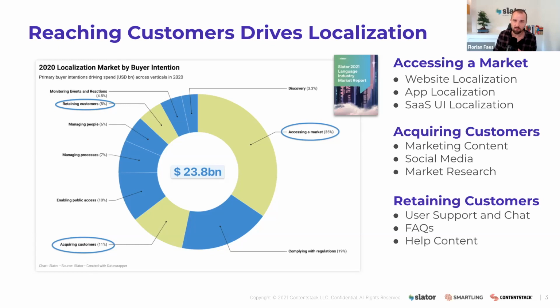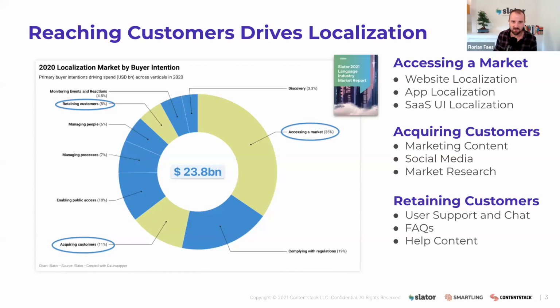So first, accessing a market. Something like localizing a website, localizing your app, SaaS UI localization. In a nutshell, if your product isn't localized, you can't sell it to a consumer. Let me give you an example. We recently had design startup Canva on our weekly podcast, and they told us that they're localizing their product, the SaaS, into no less than 132 languages and locales. That's a huge undertaking, and it's a very core part of their going global strategy. And it seems to be working.